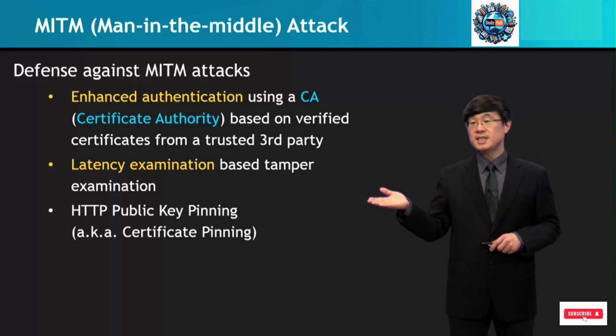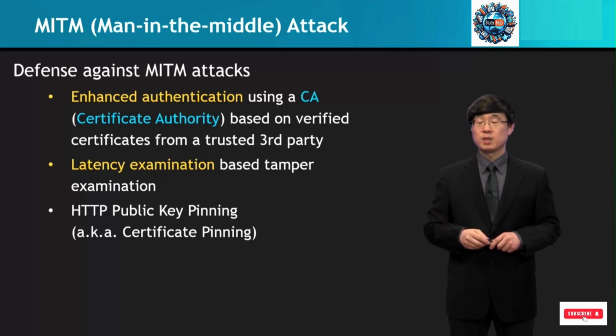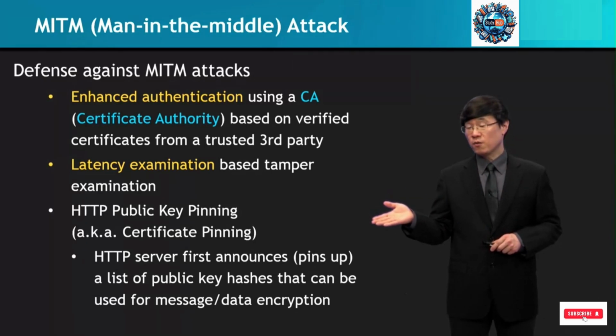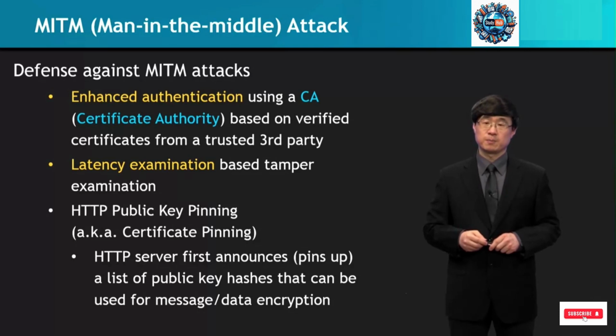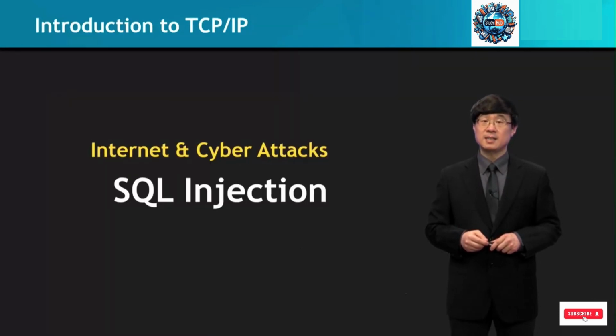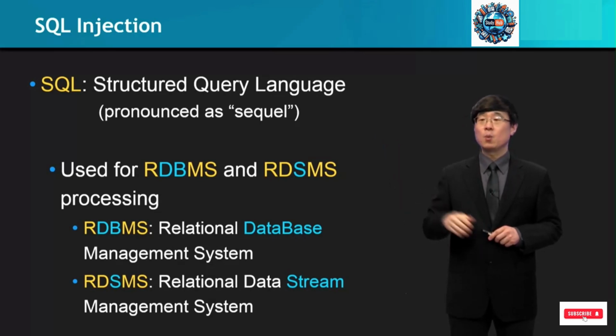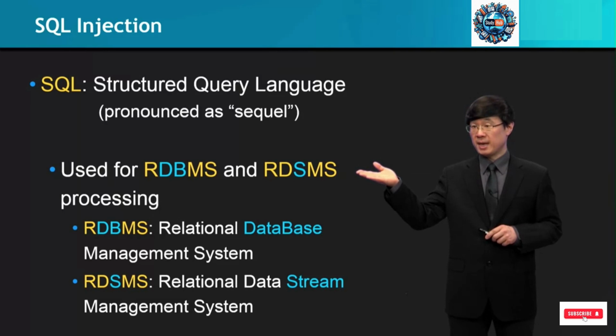In addition, HTTP public key pinning, which is also known as certificate pinning, is another way to do it. Some extra details are that the HTTP server first pins a list of public key hashes that can be used for message and data encryption. Next is SQL injection. Now, SQL stands for Structured Query Language, and it's pronounced as SQL. What is it? Well, this is used for RDBMS and RDSMS processing.